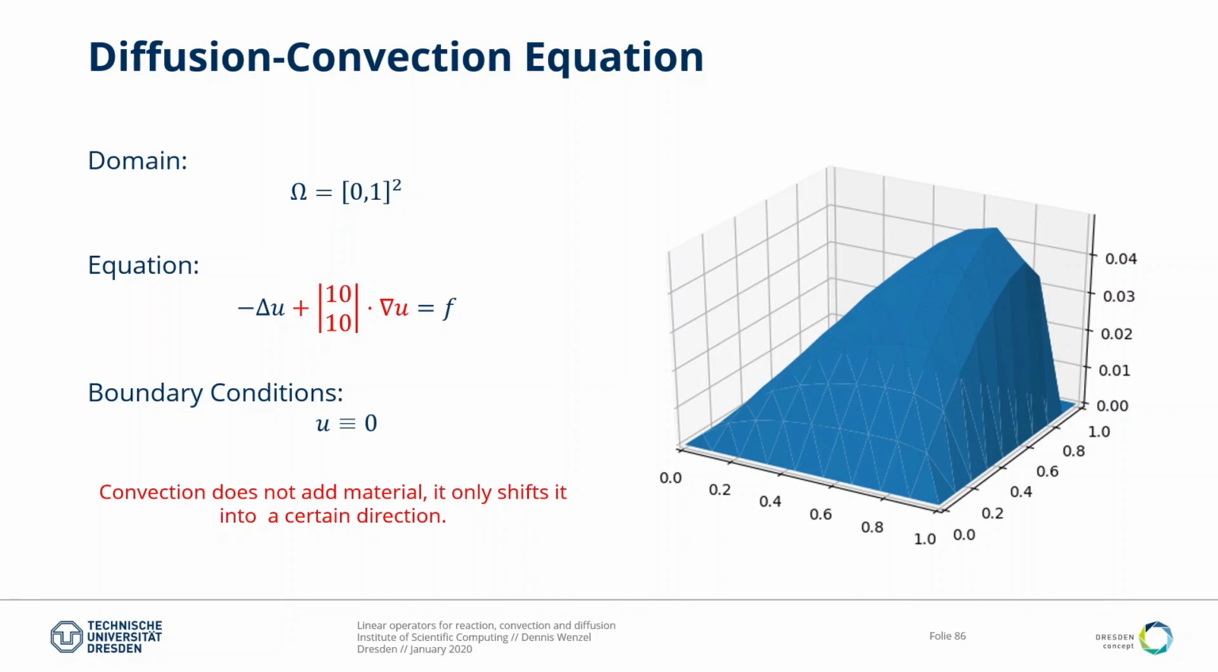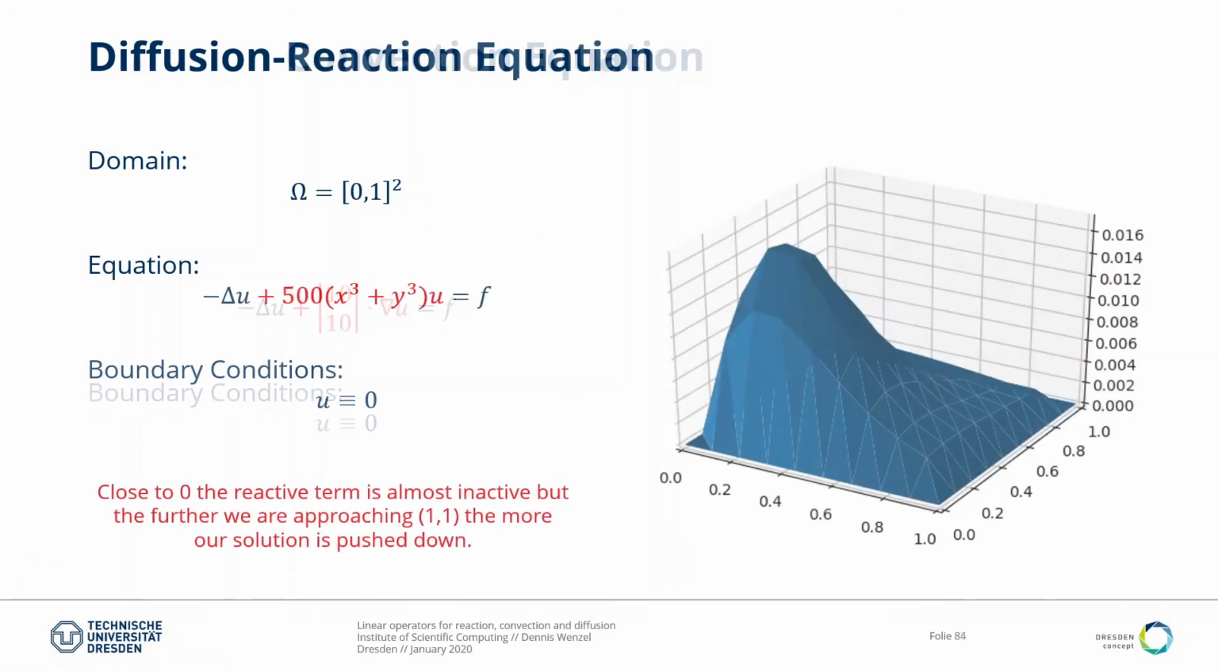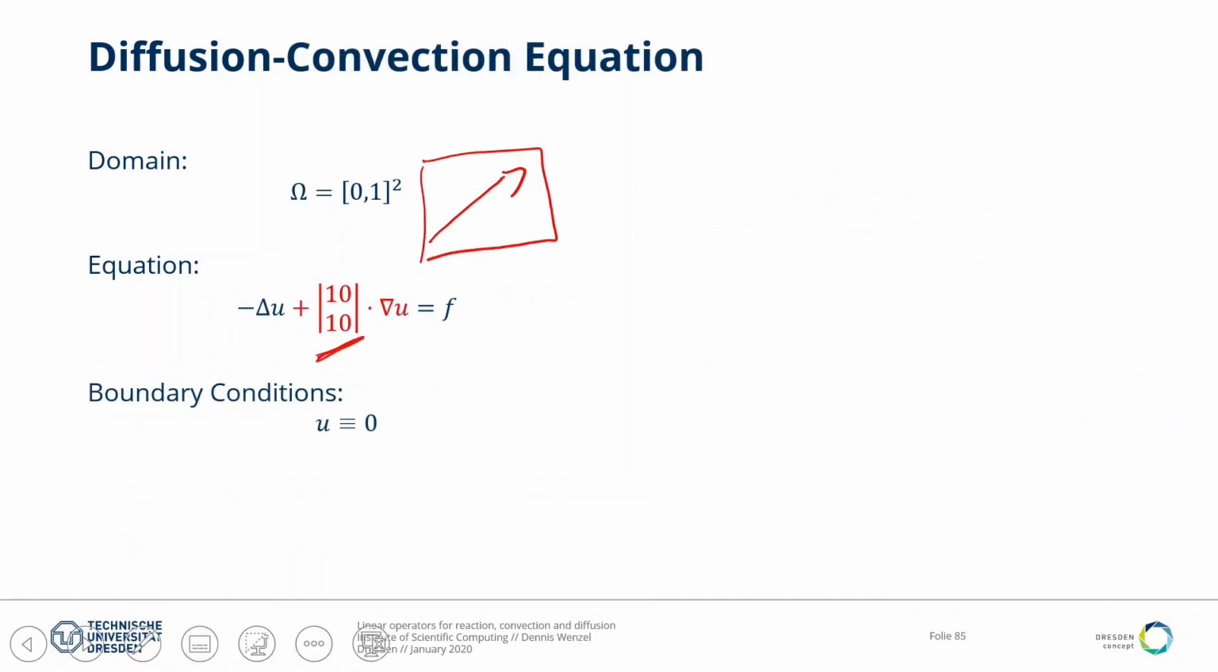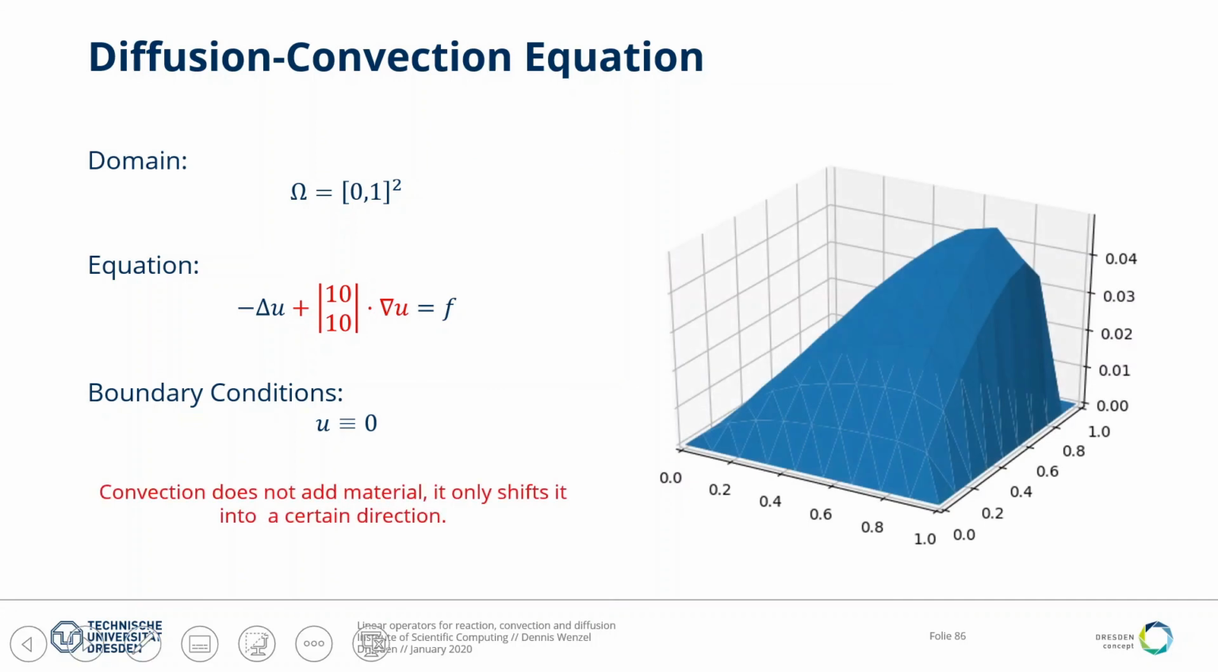Now what's important here is that in contrast to this weirdly shaped reactive thing that actually changes the amount of material, we have now taken the same amount of material, so the integral of u is unchanged when adding this convection term, but we're only pushing the same stack into the corner, okay? It only shifts the material into a certain direction.